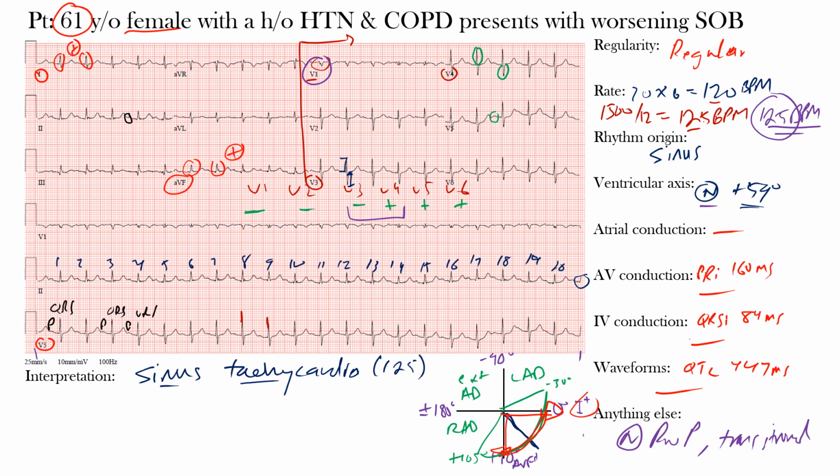Okay, and then when we compare it to the old ECG, which you always want to do, there were no significant changes, okay? So in conclusion, our 61-year-old female with a history of hypertension and COPD that presents with worsening shortness of breath has an EKG showing sinus tachycardia. Well, that's the end of this week's EKG of the Week. I hope you learned something.